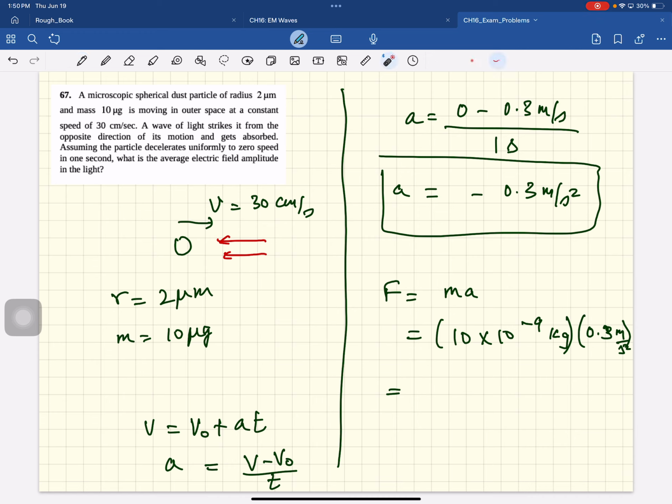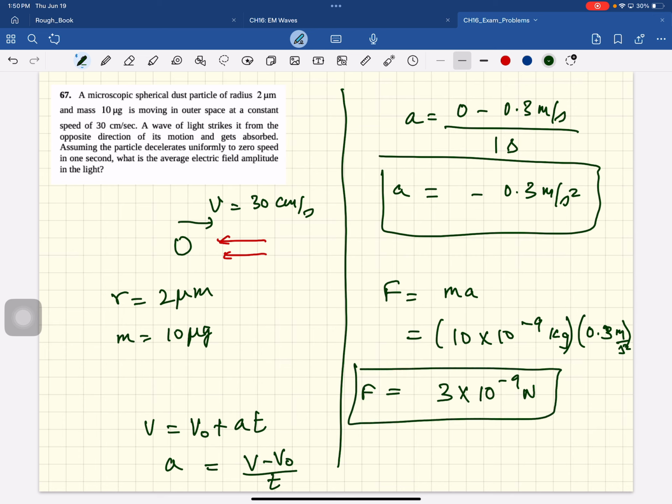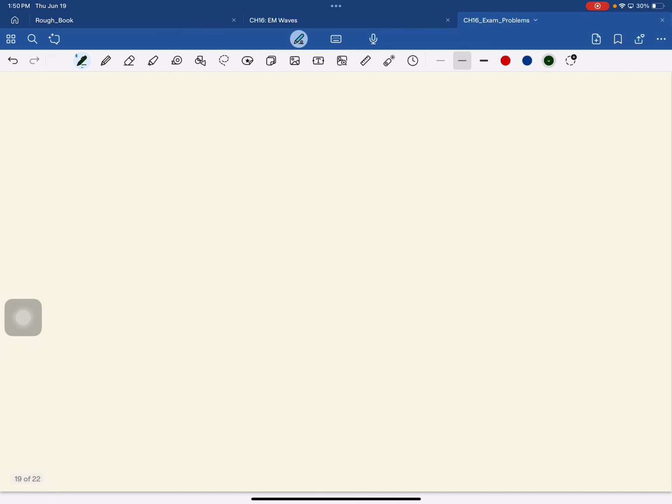All right, so this is 3 times 10 to the minus 9 newtons. So the force that needs to be applied there. Okay, the force is pressure times area. And the area is the area of cross section of the particle, which is pi r squared.